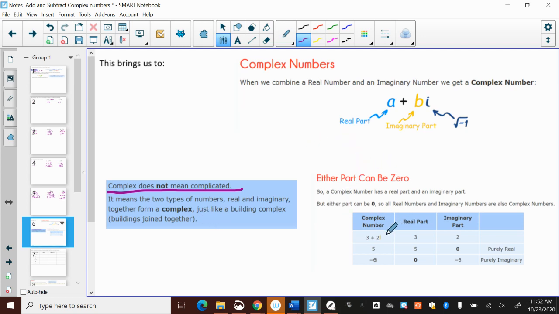So here we have a complex number, 3 plus 2i. The real part doesn't have the i, so it's 3. The imaginary part is 2, and then i is just i.